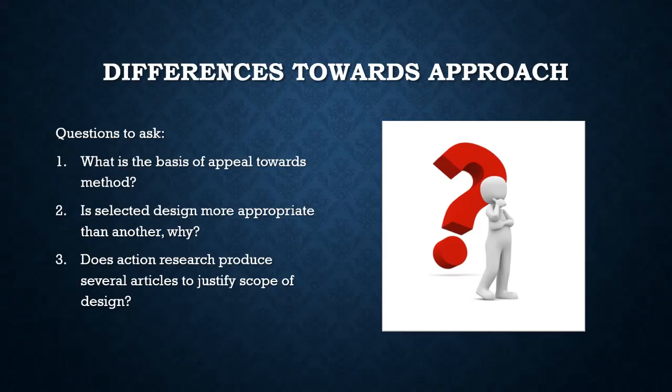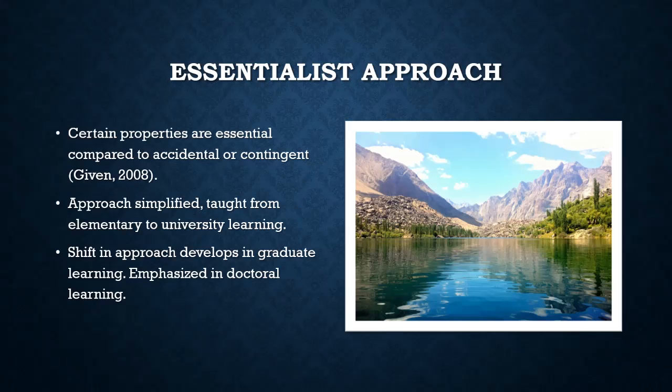Another question to ask yourself is, does the action research produce several articles to justify the scope of design? So here's the word scope again. And a common theme from the prior modules includes the action research. What did the action research say? The essentialist approach, I thought that was a pretty good approach to include in this particular module.